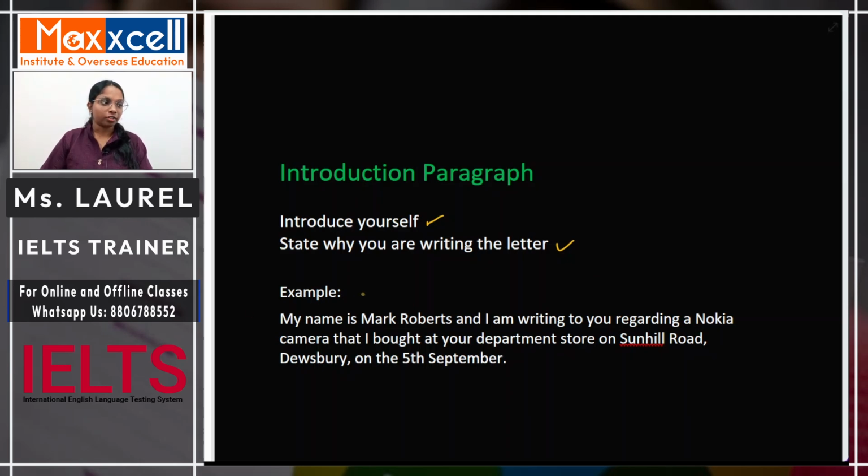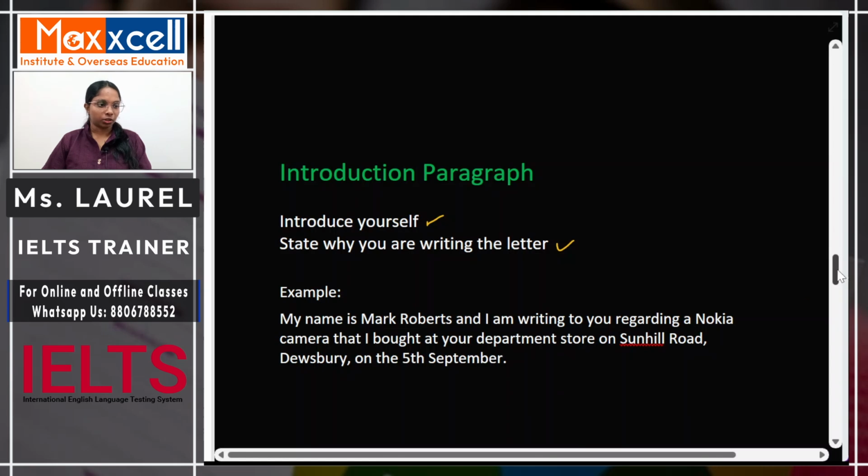Okay, here is an example of an introduction paragraph. My name is Mark Roberts. You can see this person has given their name and then they have given the reason. And I am writing to you regarding a Nokia camera that I bought at your department store on Sun Hill Road, Dewsbury on the 5th September. Now, in case of this letter, as we can see, this is a formal letter that this person is writing to Nokia, right? Nokia customer care maybe. And he's mentioning the exact date and he's mentioning the department store from which he bought his phone. Okay, so all these details have to be included.